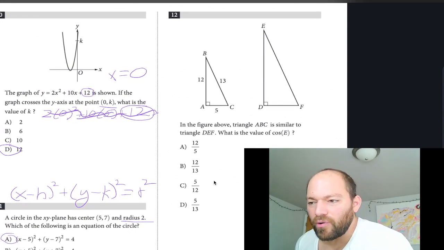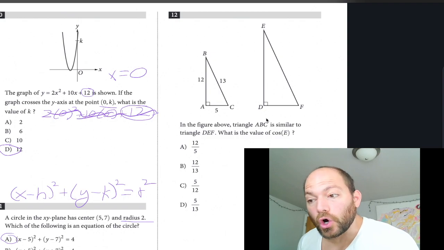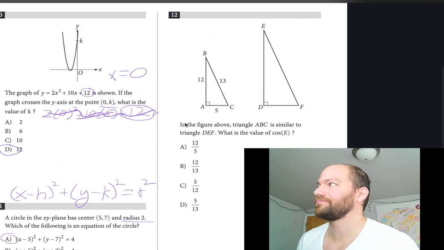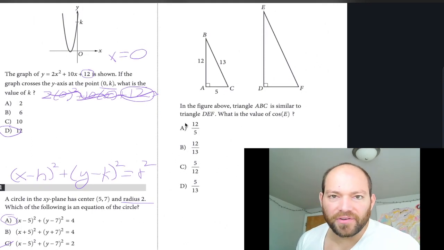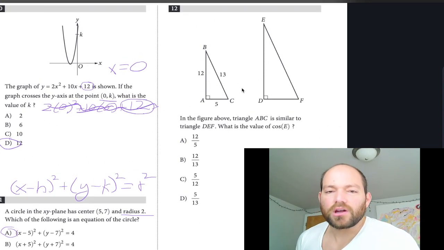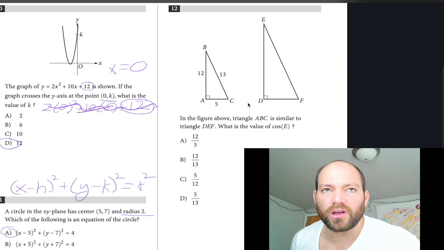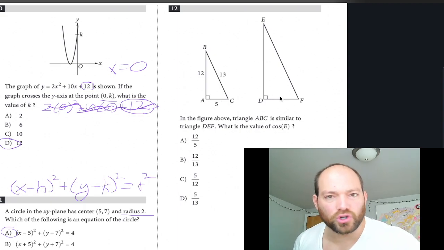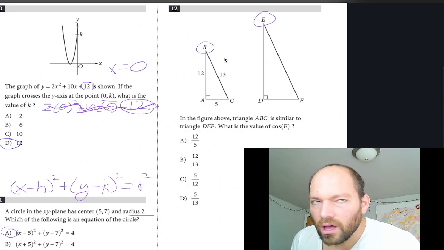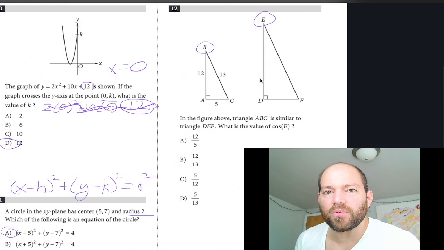In the figure above, triangle ABC is similar to triangle DEF. What is the value of cosine E? Oh, I definitely did a video on this recently. So we have similar triangles. Remember that part of what it means to have similar triangles is that the side lengths are proportional. And part of what that means is all the corresponding trig stuff is the same. So they want to know the cosine of angle E. Angle E corresponds to angle B. So they're just asking for the cosine of angle B.